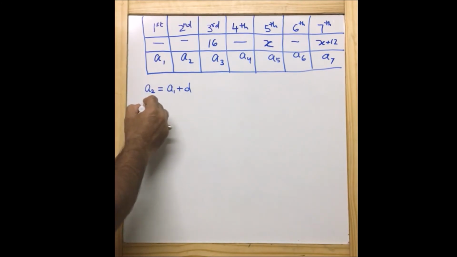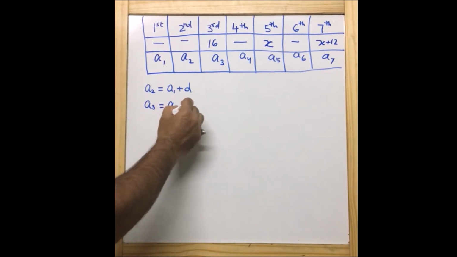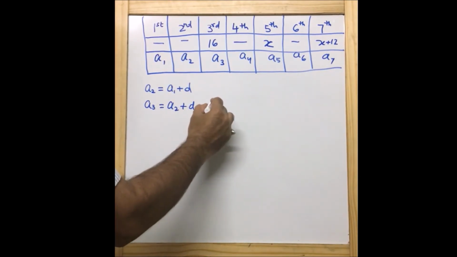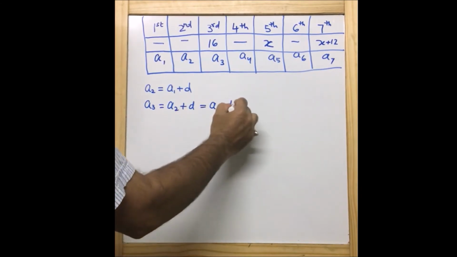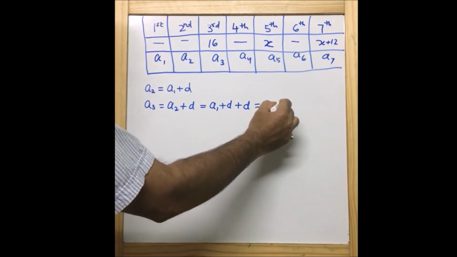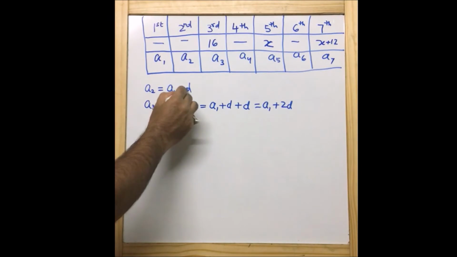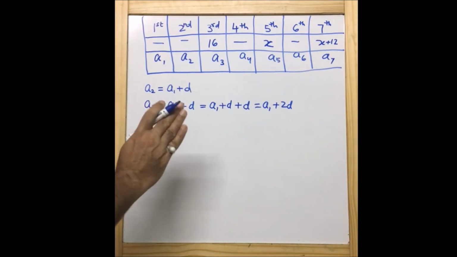Similarly, A3 is equal to A2 plus D, and A2 is nothing but A1 plus D. That means here I can write A1 plus D and this D, so we get A1 plus 2D. Just see the logic: when it is 2, it is 1D; when it is 3, it is 2D. This is the main logic that we need to understand.